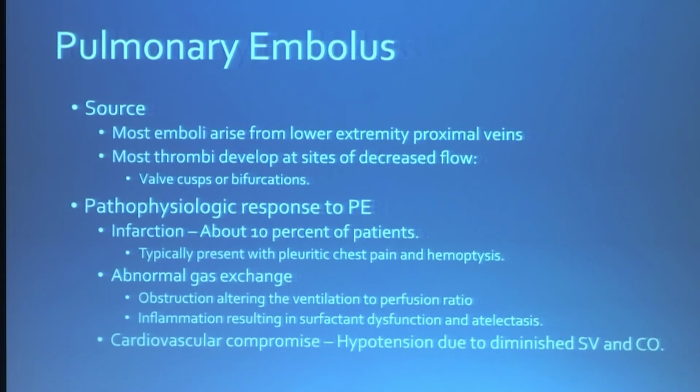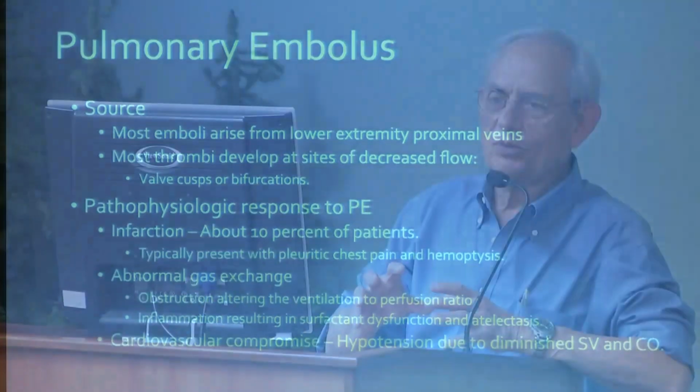Now, with any pulmonary embolus, you get some degree, more or less depending on the size of the embolus, of abnormal gas exchange. The obstruction changes what's called the ventilation to perfusion ratio, which means you've got oxygen coming in and carbon dioxide going out to the segments of the lung, but some segments of the lung don't have any blood flow through them now. So your perfusion is altered, and the ventilation stays the same, and that changes your blood gas.